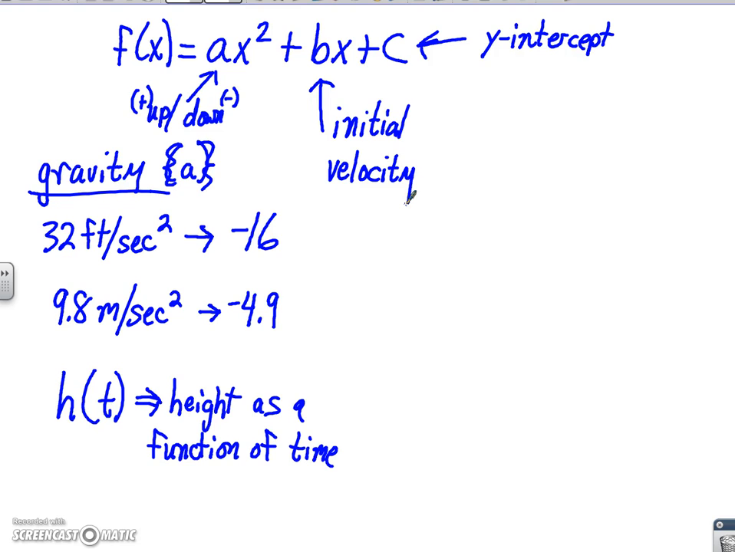It's slowing us down. So it's the initial velocity, and you'll talk about this more in physical science class and how to derive the initial velocity, and we'll look at that a little bit later. But for right now, our B is our initial velocity, the initial force we have. And our C is our starting height, okay? It's our starting height.